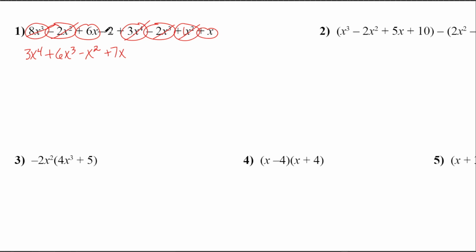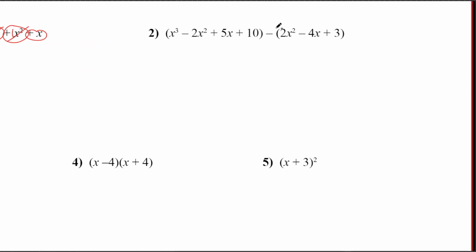Look, I marked them all off except for the negative 2. There's nothing else I can add it to. I've added everything else together. So I just put a minus 2, and that's my answer. It's a little long, it's a little crazy looking, but that's what this is simplified. All right, let's do the next one.